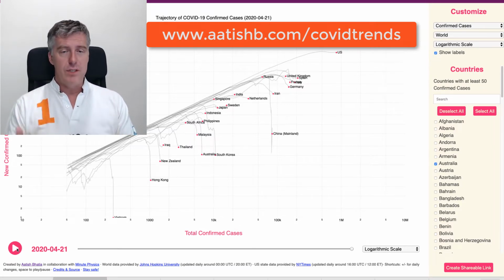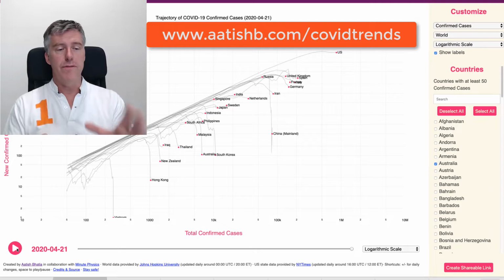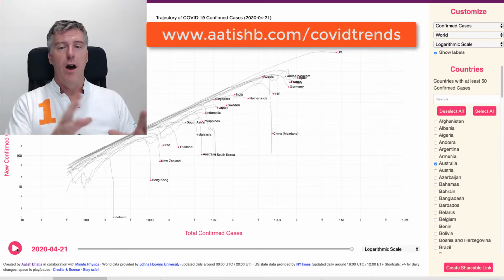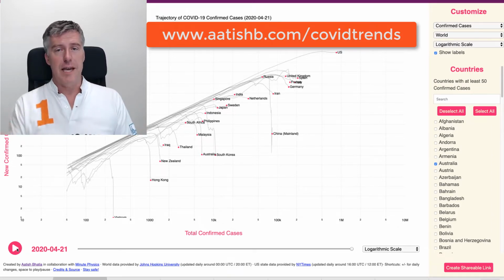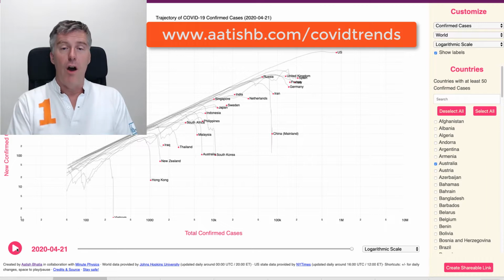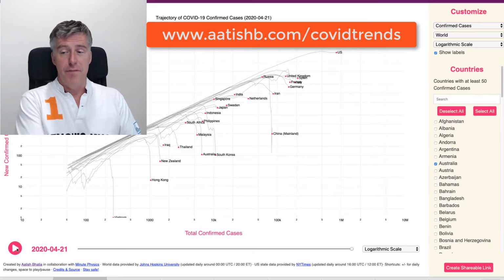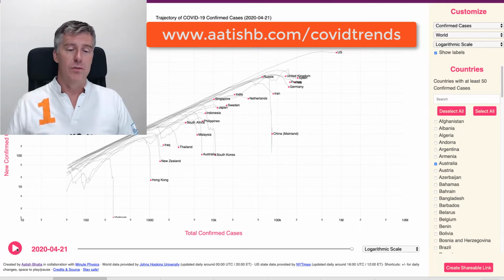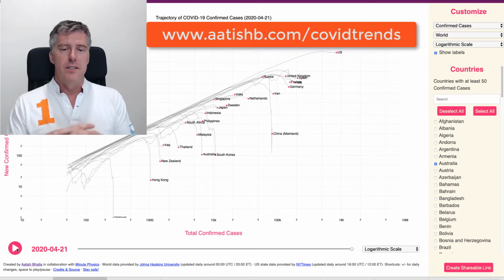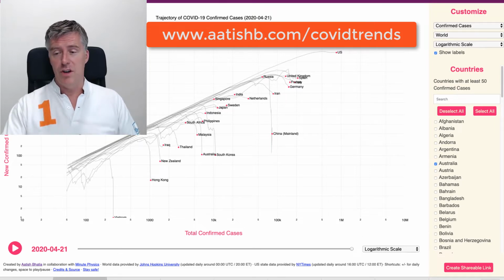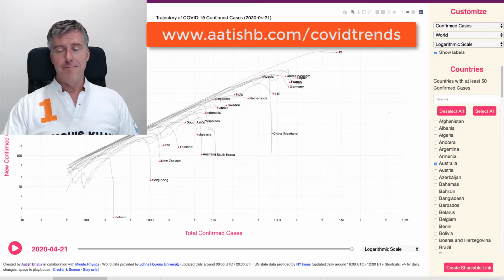Now, if you have a look at this, it's new confirmed cases in the past week over total confirmed cases, over time, obviously. It basically starts at 50 confirmed cases or more. That's where it starts. So some countries won't be on here, they're under 50, but effectively I can choose on the side whichever countries I want. So in this case, I've got a number of countries, and I've looked at confirmed cases.